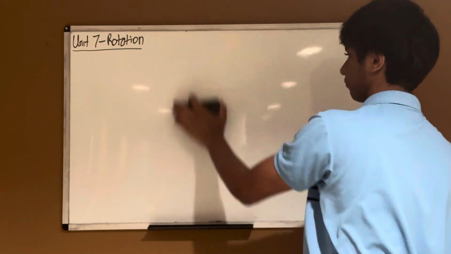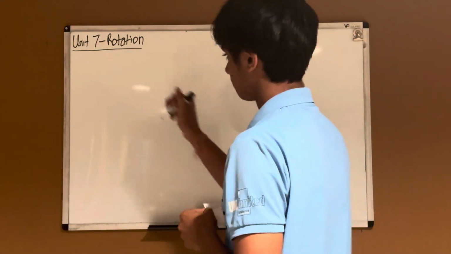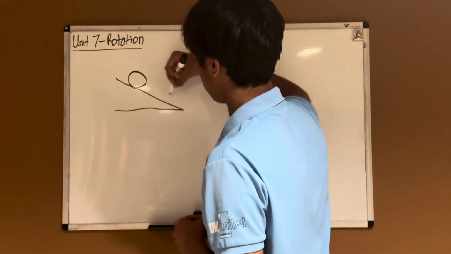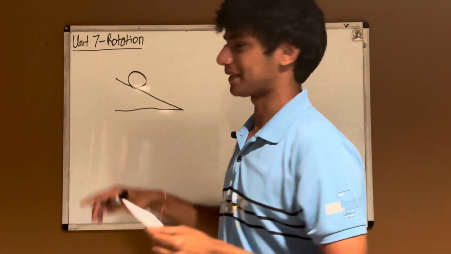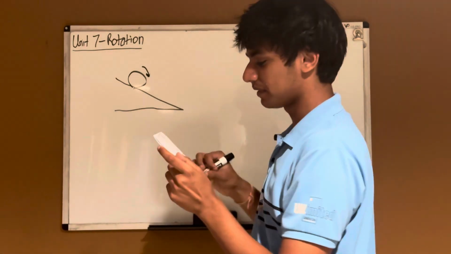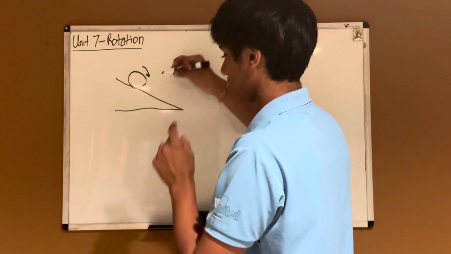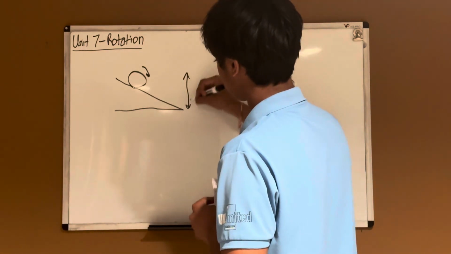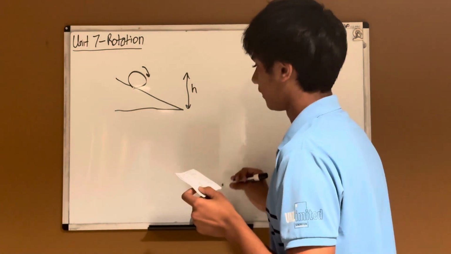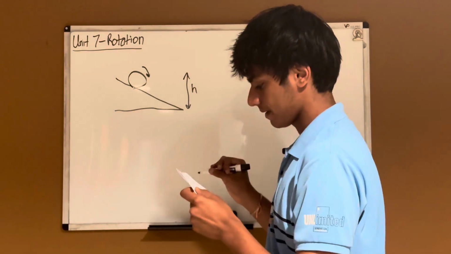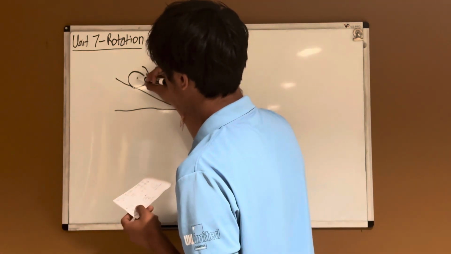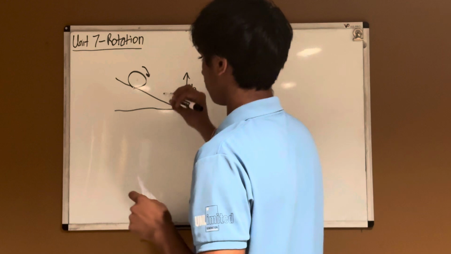So first, let's imagine one with kinetic energy. Let's say we have a sphere on a slope. Can't really draw a sphere, but that's a sphere, and it's rolling, I guess, is a better way, down a hill or down the slope of height h. Okay, and we want to find the v, given m, and let's say we're given m and r.